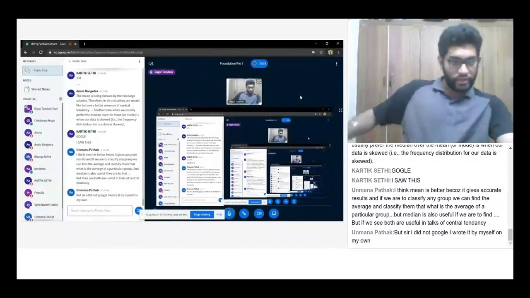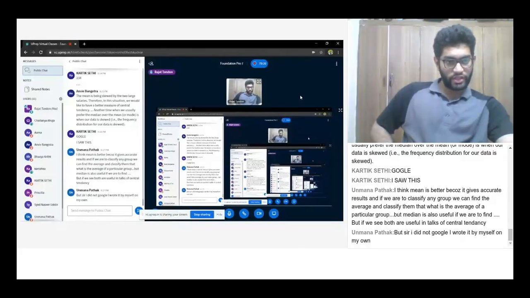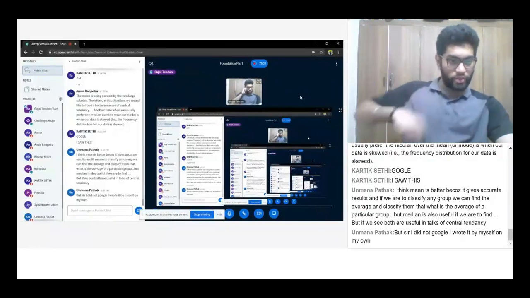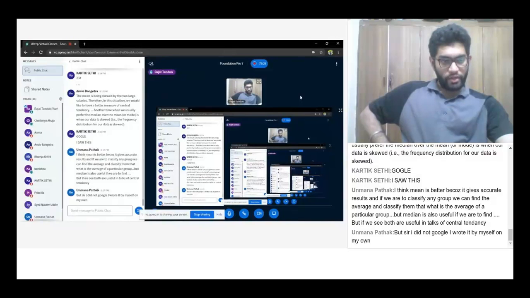Okay, Unmana says, I think mean is better because it gives accurate results and we are able to classify any group. We can find the average and classify them, that is, what is the average of a particular group. But median is also useful. But what if we see both are useful in terms of central tendency?